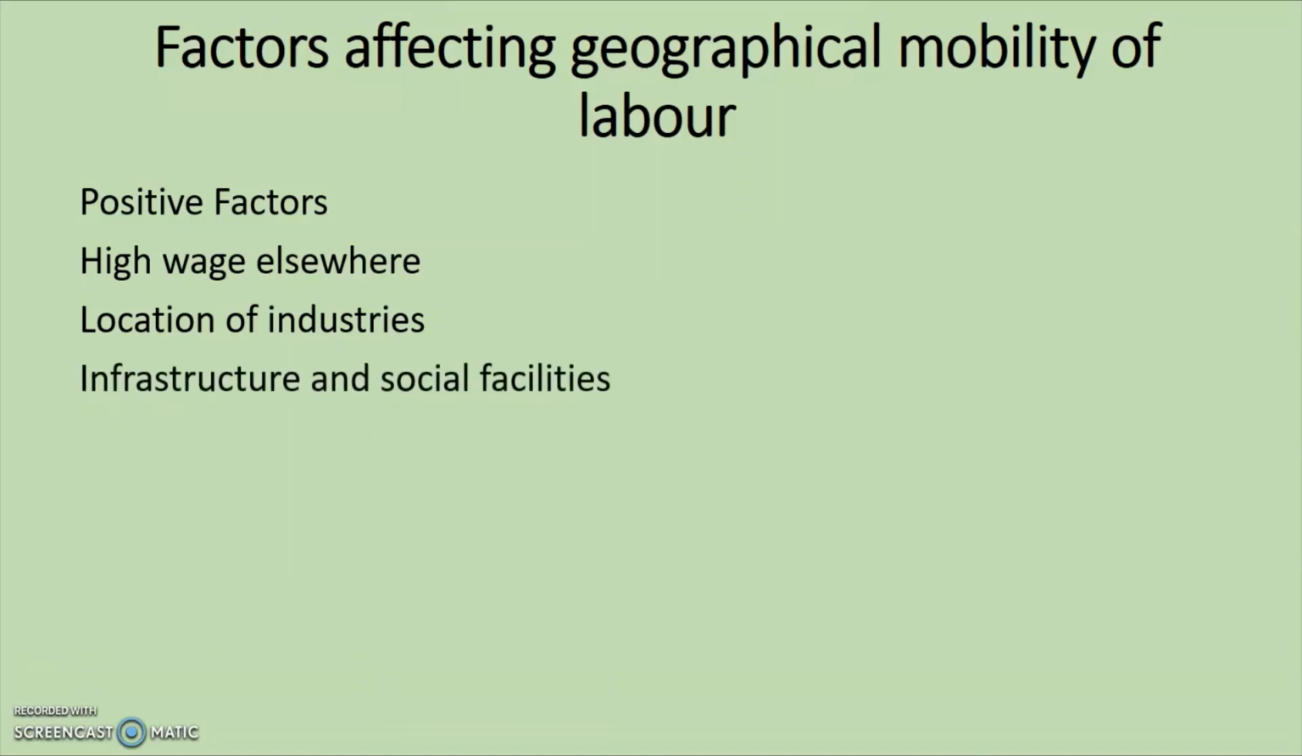Then we have infrastructure and then social facilities. Now, a labor will want to move or change his or her location to another place due to the fact that there are so many infrastructures or social facilities around. So that is why a labor will want to move from one place to another place.